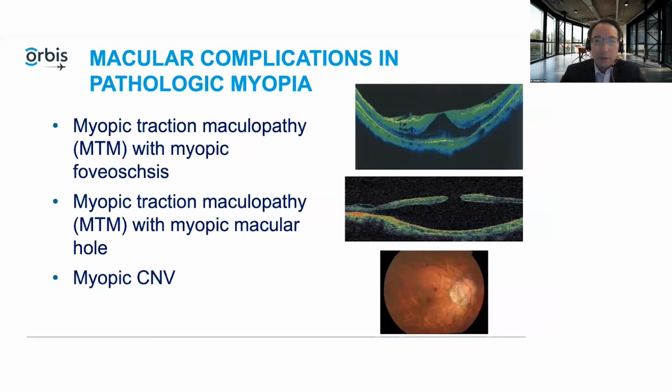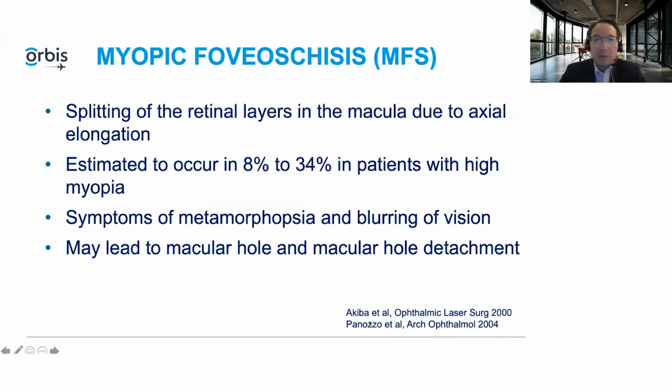So in terms of macular complications, there are a few that you should be aware of. Firstly is the myopic traction maculopathy with either the myopic foveal schisis type, and more severe, you can also get the myopic macular hole type with retinal detachment in the very severe stage. And the other, of course, is myopic CNV because these are treatable. So let's look at myopic foveal schisis first. So what is myopic foveal schisis?